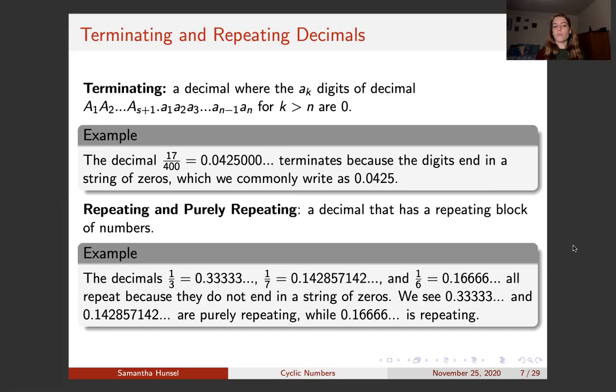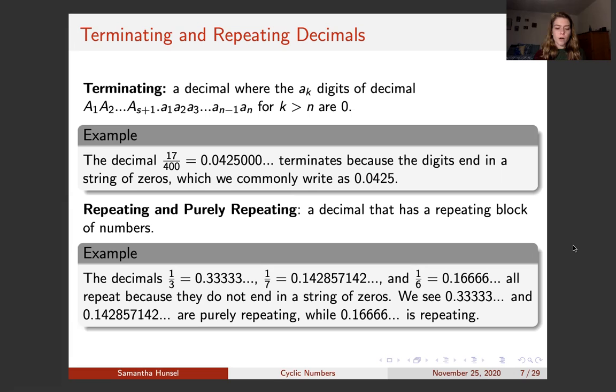But 1/3 and 1/7 have purely repeating decimal expansions because they repeat a specific block of numbers, but 1/6 repeats only 6 and not 1, and so it's just repeating. The 1 is the terminating part, and the 6 is the repeating part.